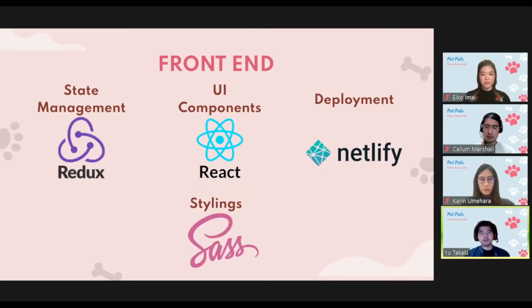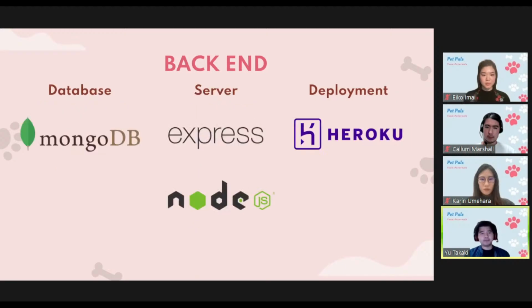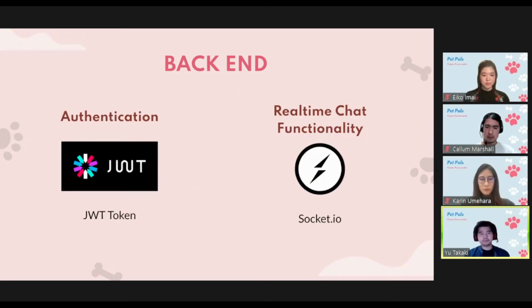In the front end, we use React for dynamic rendering of components. We use Redux to centralize our state. We use SASS to organize our CSS, and we deployed our front end to Netlify. For the backend, we use MongoDB as our database system. We use Express and Node to communicate with the front end, and finally, we deploy our backend to Heroku. Also in the backend, we have our challenge technologies, JWT authentication and Socket.io. This leads us into the next section.